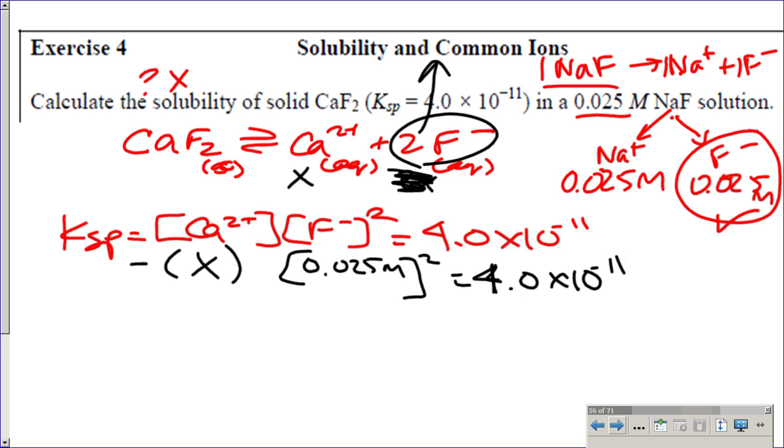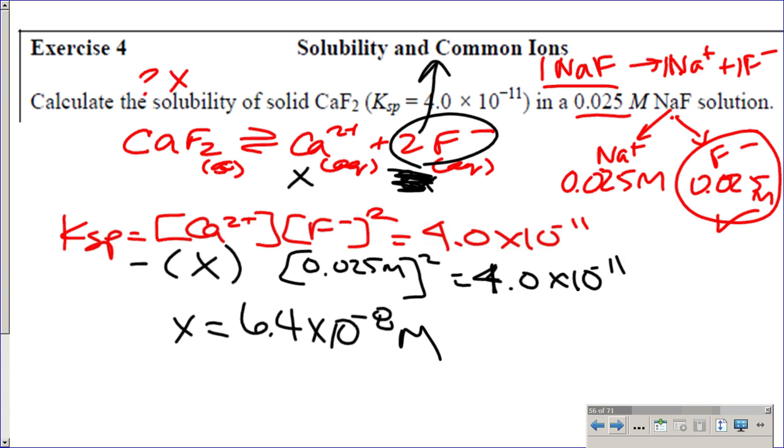So we just take 0.025 squared, divide this by that, and then solve for X. You guys are math geniuses. That is 6.4 times 10 to the negative 8. Yeah. And this is molar.